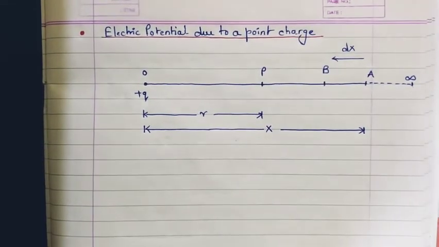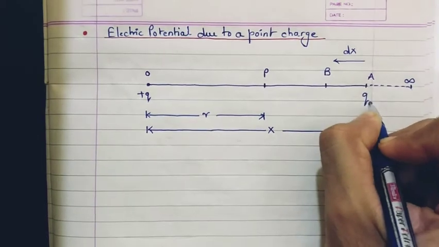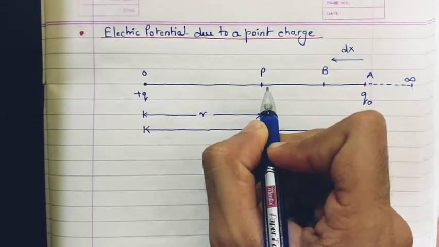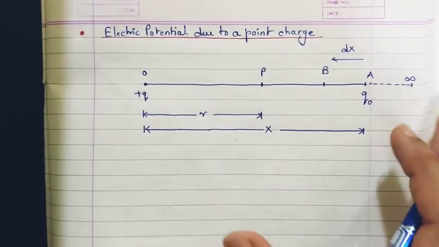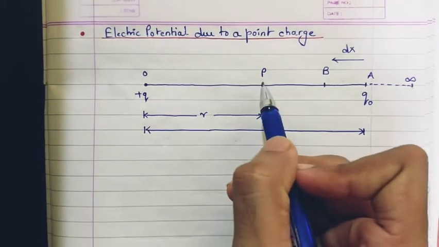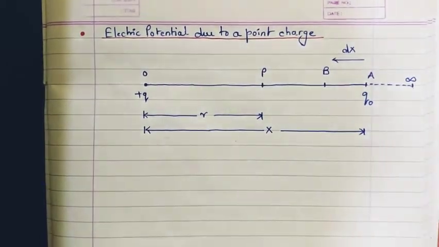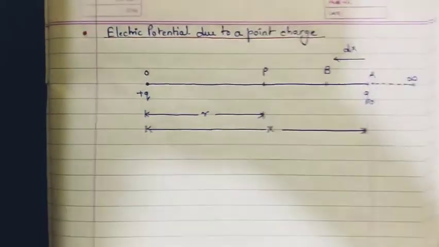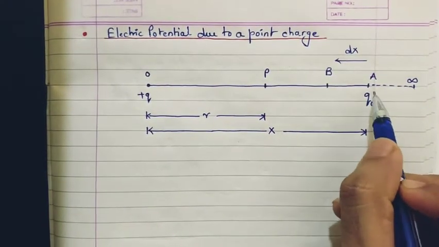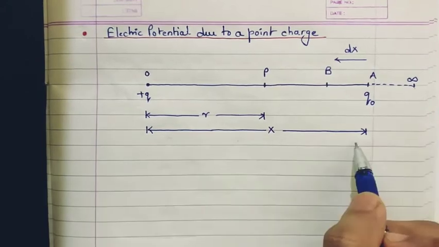So now what we will do is we are going to get a small positive test charge, let's say Q naught, from point A to point P. And then we are going to find out the work done and then combine that work done to get the total work done in getting the charge from infinity to point P, and that is going to be our potential. Okay, so now suppose this test charge Q naught is placed at a point A, which is at a distance of x from the origin O.